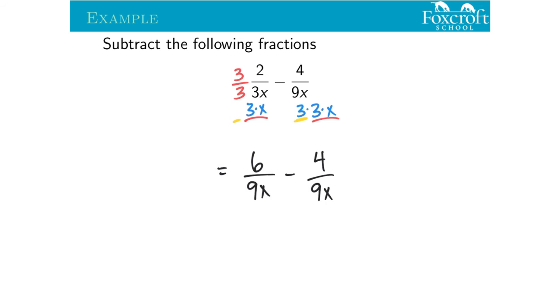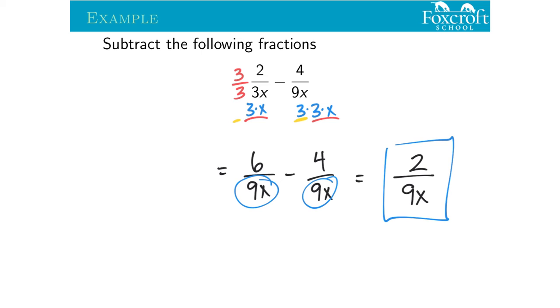Now you can see the denominators are the same without us having to do a bunch of extra multiplication. So especially when you're working with variables, you want to try to make your life as easy as possible. What is the smallest thing you can multiply by to get those denominators to be the same? And then we're going to have our final answer. 6 minus 4 is 2. And that's our final answer. And there's nothing we can cancel out or make simpler than that.